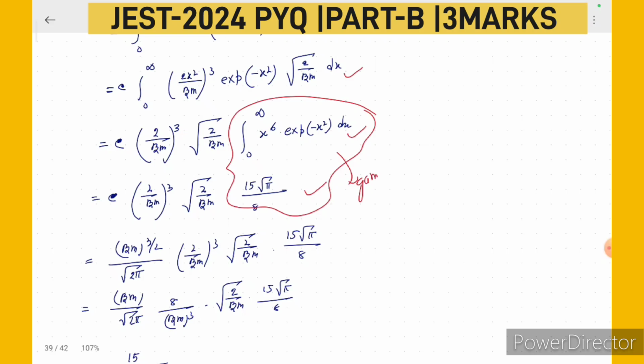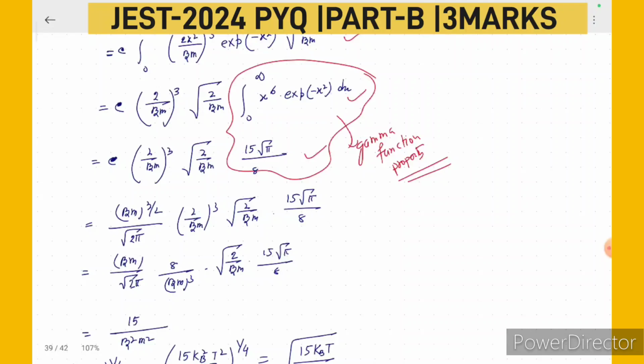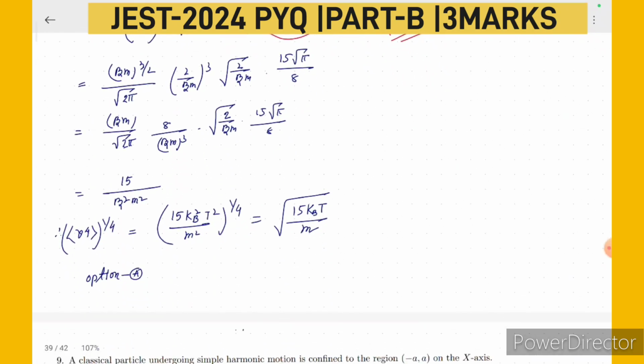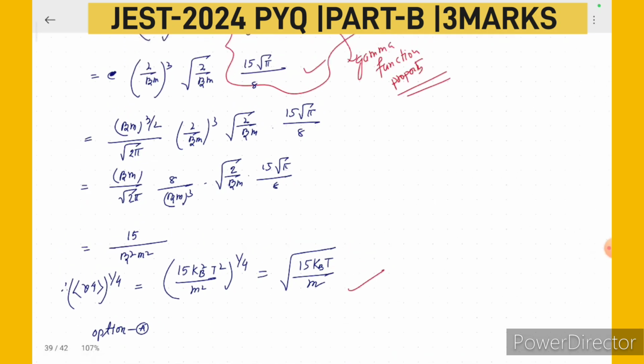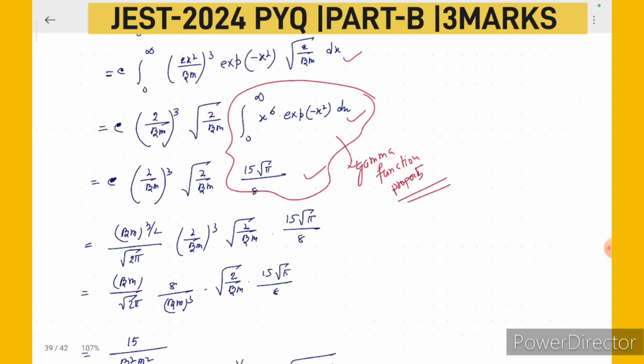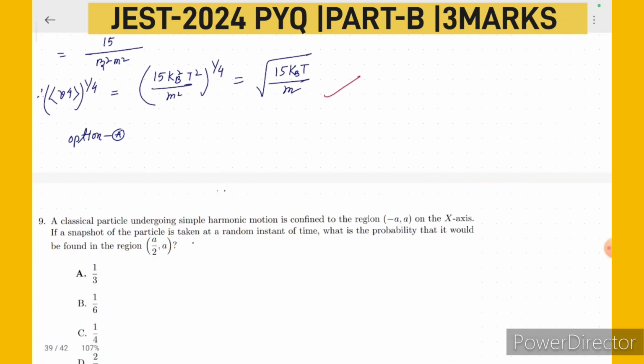We use here the gamma function property, and we get the value 15 root pi upon 8. You just calculate. So finally we get the expectation value of v to the power 4, whole to the power 1 by 4, equal to root of 15 kT upon m. So this is the answer. This is very easy, you just normalize the wave function and then calculate it. This question is very easy.